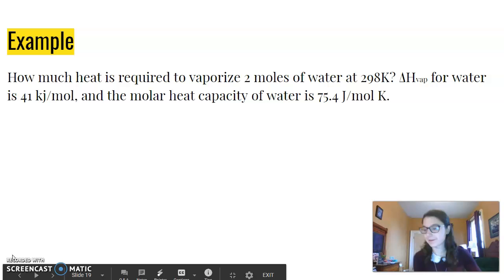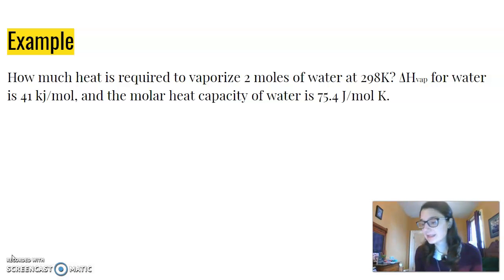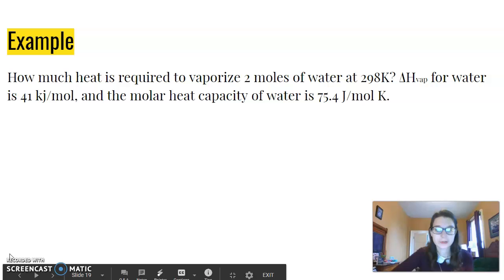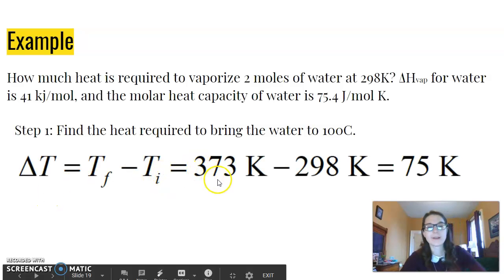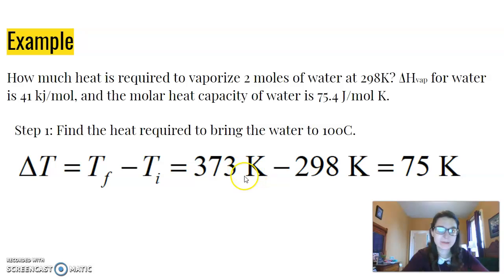Okay, so again, the first step that we're going to take is to find the heat required to bring the water to 100 degrees Celsius, which is the boiling point of water. Now here we're given things in Kelvin, but it's really easy to convert between Kelvin and Celsius. Our final temperature, the boiling point of water, is 373 Kelvin minus our 298 Kelvin. So that's going to be a change of 75 degrees Kelvin.